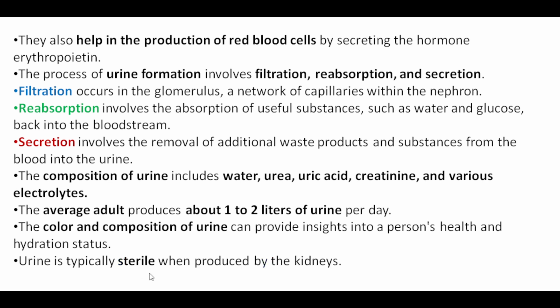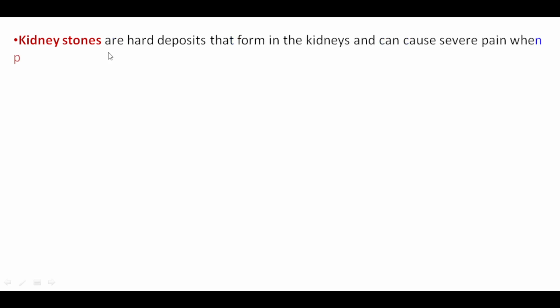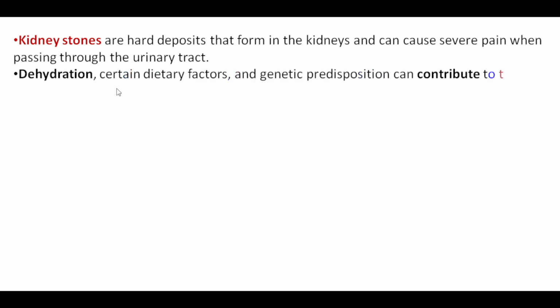Urine is typically sterile when produced by the kidneys. Kidney stones are hard deposits that form in the kidneys and can cause severe pain when passing through the urinary tract. Dehydration, certain dietary factors, and genetic predisposition can contribute to the formation of kidney stones.